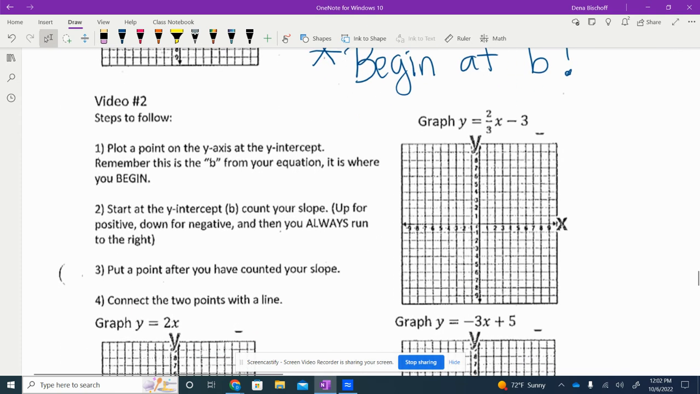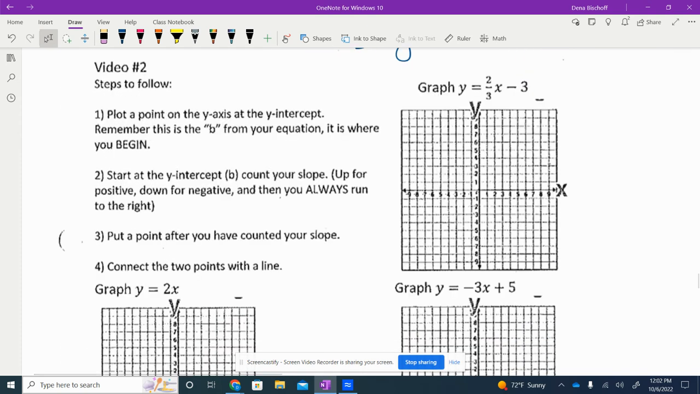Okay, here we go. So these are the steps to graph step by step. Number 1, begin at B. Number 2, start where you began and count your slope. You always go up for positive, down for negative, and you always run to the right. After you've counted your slope and you put your points, you connect them with a line. So let's graph this one.